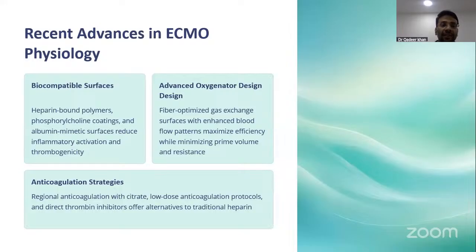Recent advances in ECMO: we are using biocompatible surfaces like heparin-bound polymers, phosphorylcholine coatings, and albumin mimetic surfaces which can decrease the inflammatory reaction and the thrombogenicity. Advanced oxygenator designs, as I told, PMP is the recent advance, and fiber-optimized gas exchange surfaces. It also increases the flows and helps in minimizing the prime volume and resistance.